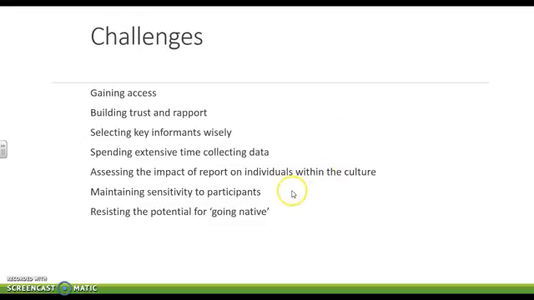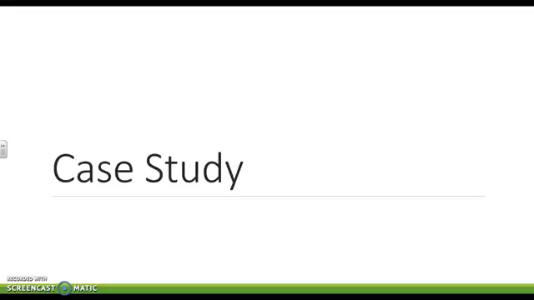You also have to maintain sensitivity to participants and resist going native. So you are experiencing this culture, you become part of it, but you still have to step back because you are a researcher within that. So ethically, it can get a little bit challenging.